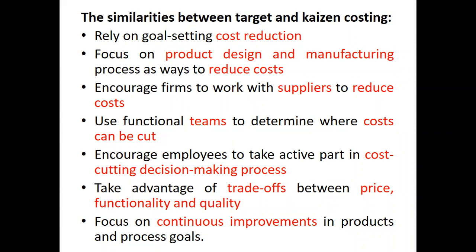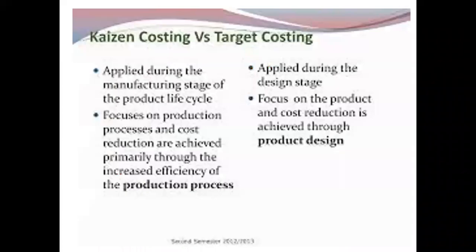Then take advantage of the trade-off between price, functionality and quality. Taking that advantage, what will we do? We will prepare better and better quality products. Then both target costing and Kaizen costing focus on continuous improvement and process their goals. So these are the similarities between target costing and Kaizen costing. Okay, now what is the difference between Kaizen costing and target costing? We have now seen the similarities, so what are the differences?